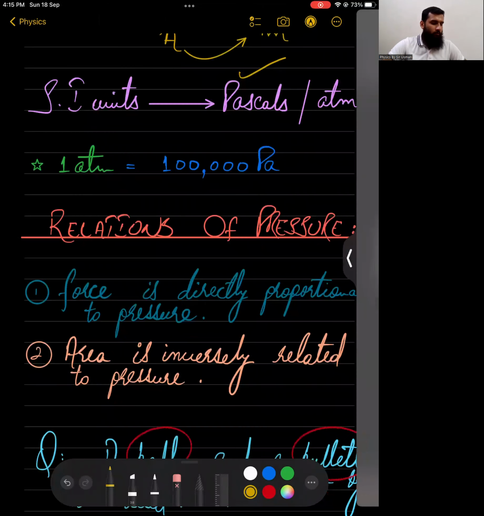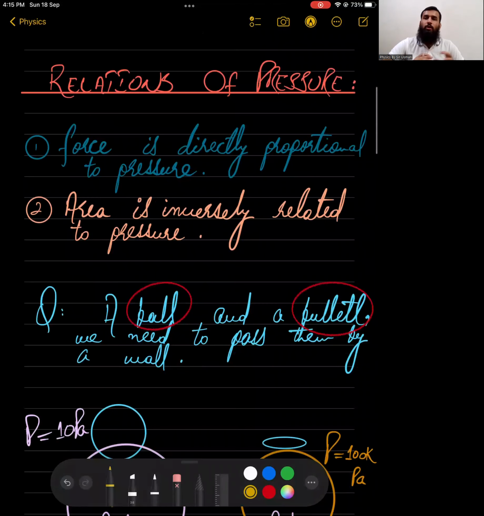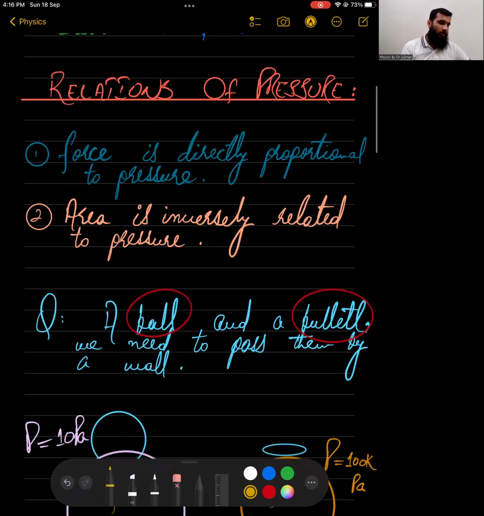And then we have the relations of pressure with different values or different things. Like अगर आप pressure को force के साथ relate करें, तो pressure और force हमेशा directly proportional होते हैं. Like if you are increasing the force that you are applying on a particular body, तो आप जितना force बढ़ाते जाएंगे उतना ही pressure भी rise करता जाएगा. And if you are reducing the force, you are reducing the pressure as well. Then coming to the next one, we have area, which is inversely related.